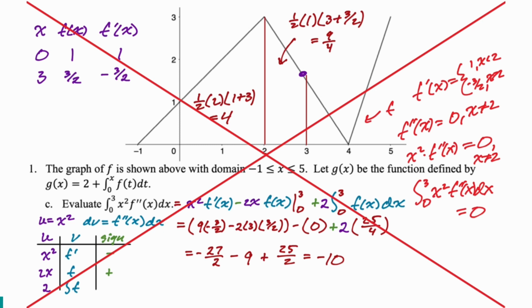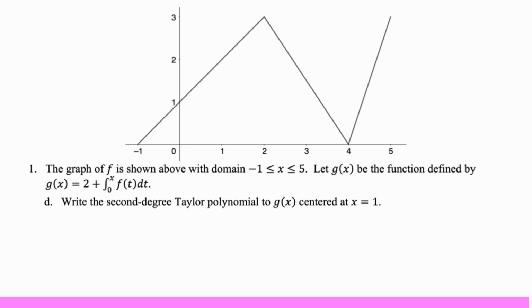Let's take a look at the next question, which is the graph of f, same setup, right? The second degree Taylor polynomial to g of x at x equals 1. All right, so we just need to know g of 1, g prime of 1, g double prime of 1.